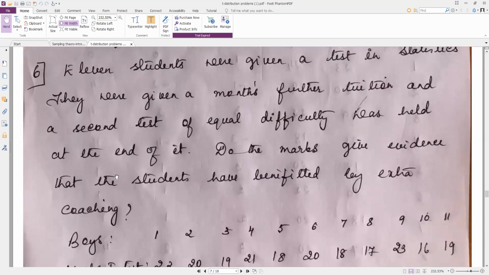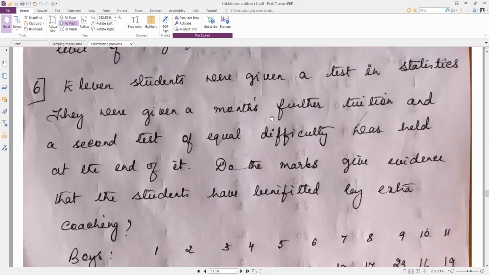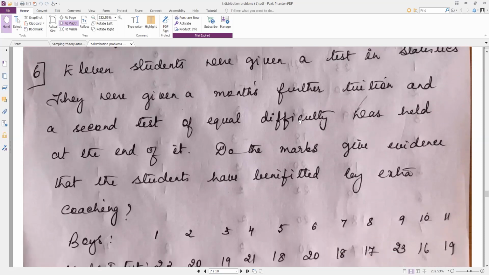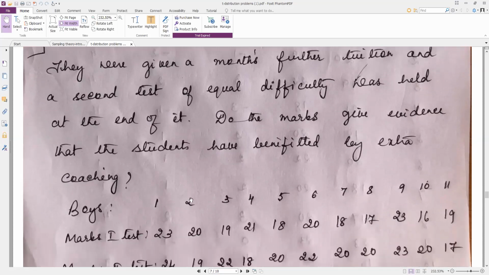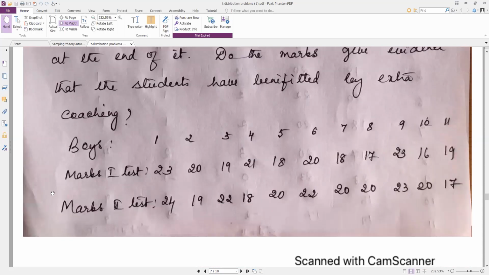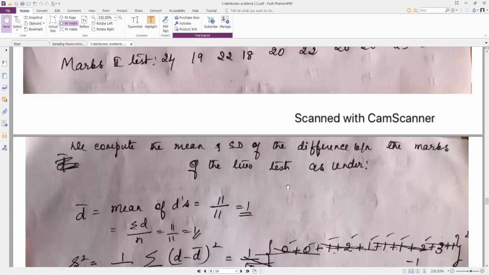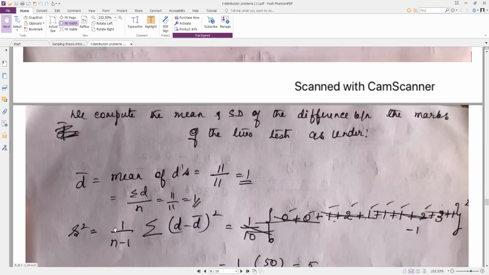Now, next, 11 students were given a test in statistics, very important problem. They were given a month's further tuition, and a second test of equally difficult standard was held at the end of it. Do the marks give evidence that the students have benefited by extra coaching? They have conducted a test on 11 boys: first test marks, second test marks. We compute the mean and standard deviation of the difference between the marks of the two tests. We need the difference, so let me calculate the difference now. Mean of D's.